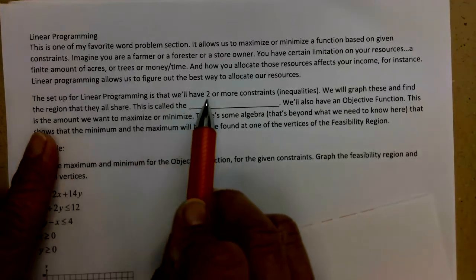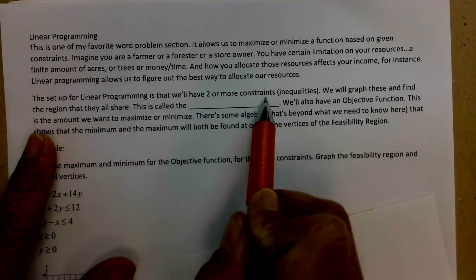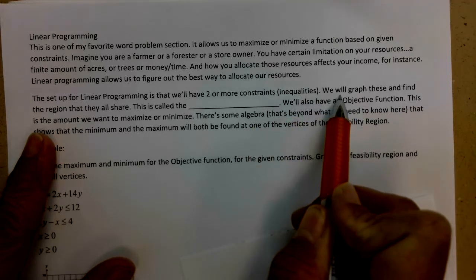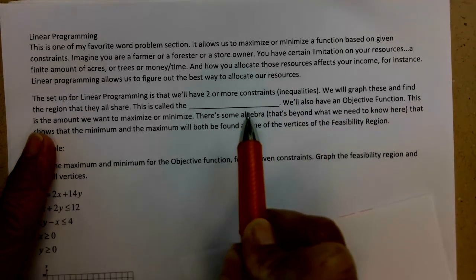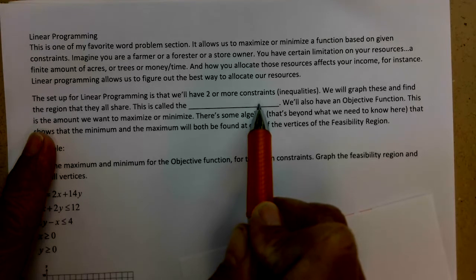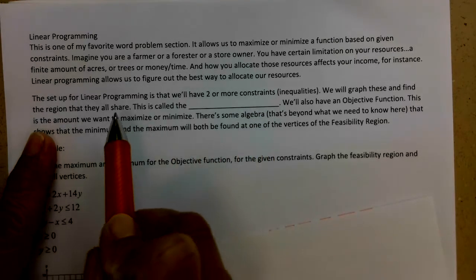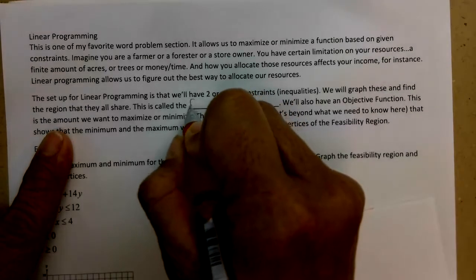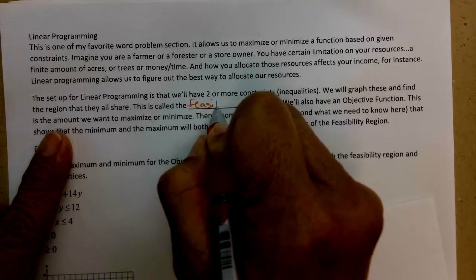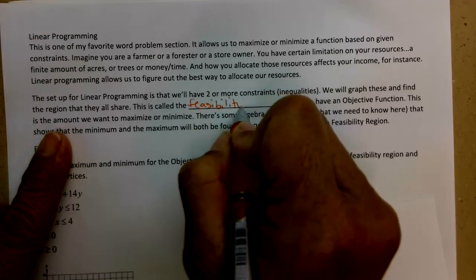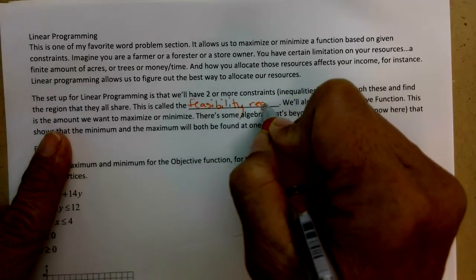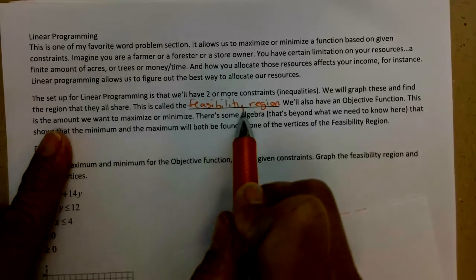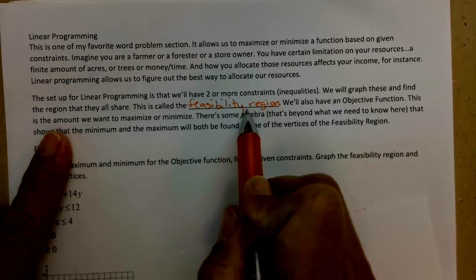We're going to have two or more constraints, and these are going to be in the form of an inequality. We're going to graph that system of inequalities, and we're going to find the region they all share. This region that all of the inequalities share is called the feasibility region. Okay, so we have to find the feasibility region based on the constraints.